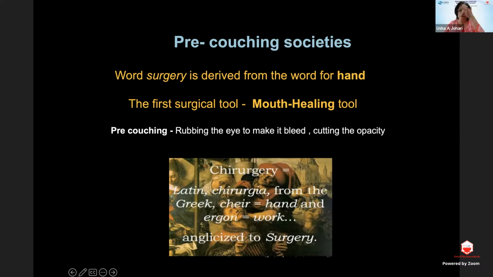Okay. So the word surgery is derived from the word hand, and the first surgical tool was very surprisingly the mouth healing tool. So in the pre-couching era, it was the rubbing of the eyes which made it bleed and cut the opacity, which is very, very surprising. Next slide, please.